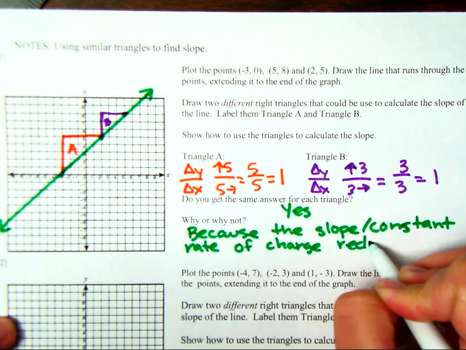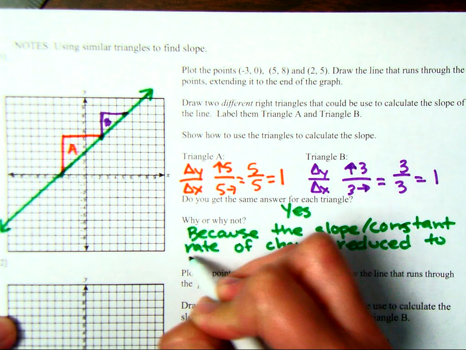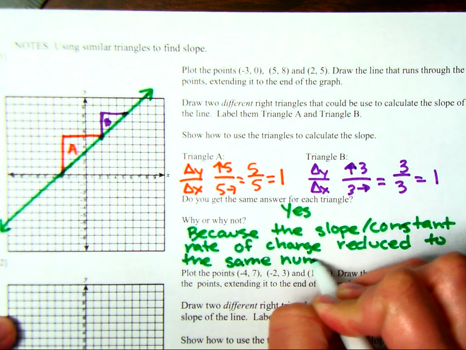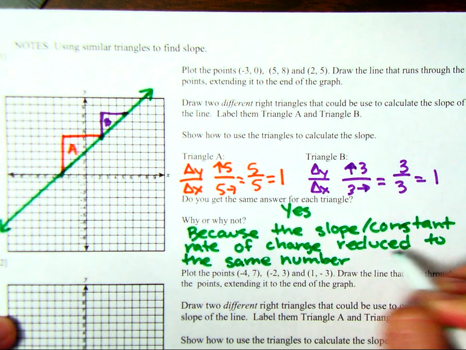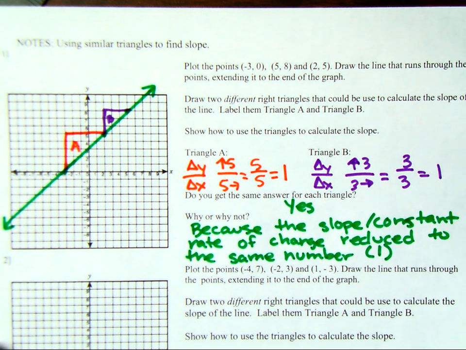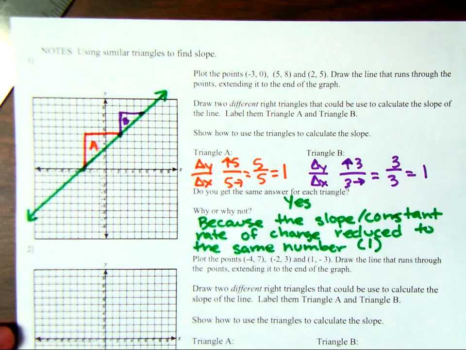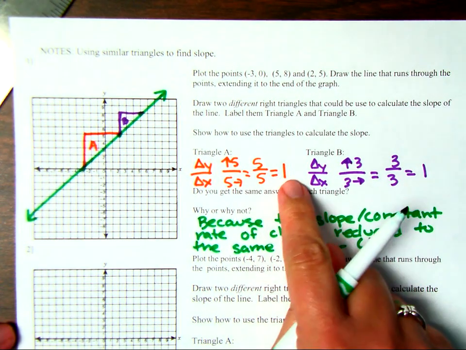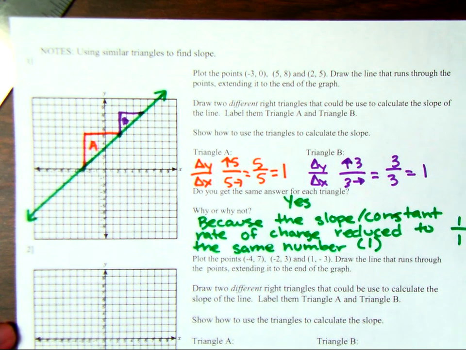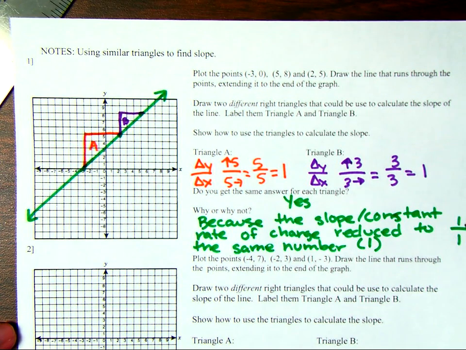reduced to the same number. And in this situation, they reduce to 1. So I'm just going to put 1 in parentheses. Okay? What this really means is that every time you have a change in y, 1 is the same thing as 1 over 1. So in order to make every ordered pair on this graph, you're going to go up 1 and 1 to the right.